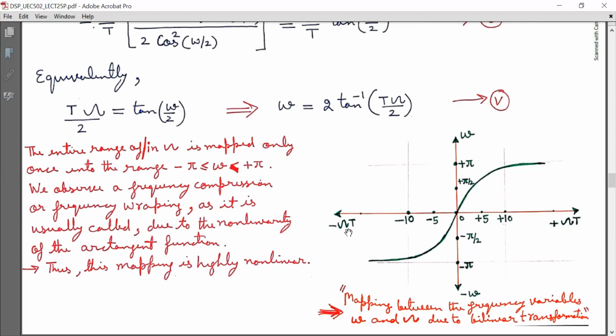Okay, so this mapping is highly nonlinear, but it is one-to-one mapping. So its benefit is one-to-one mapping, but it comes at the cost of a high level of nonlinearity. So this graph shows the mapping between the frequency variables small omega and capital omega due to bilinear transformation.